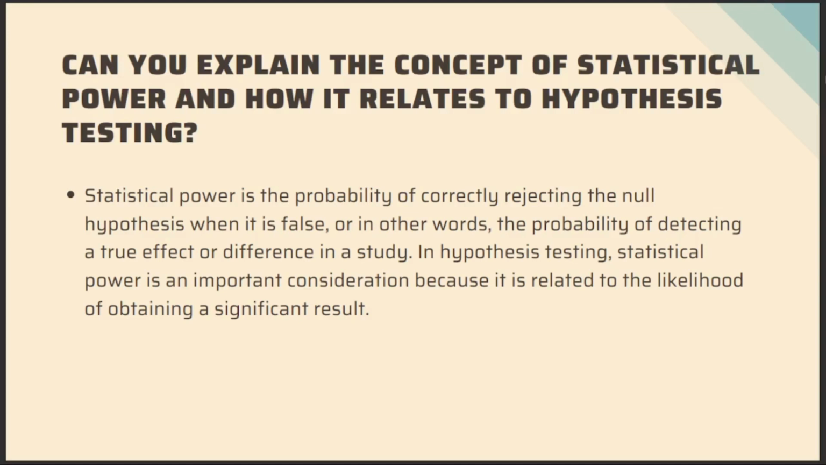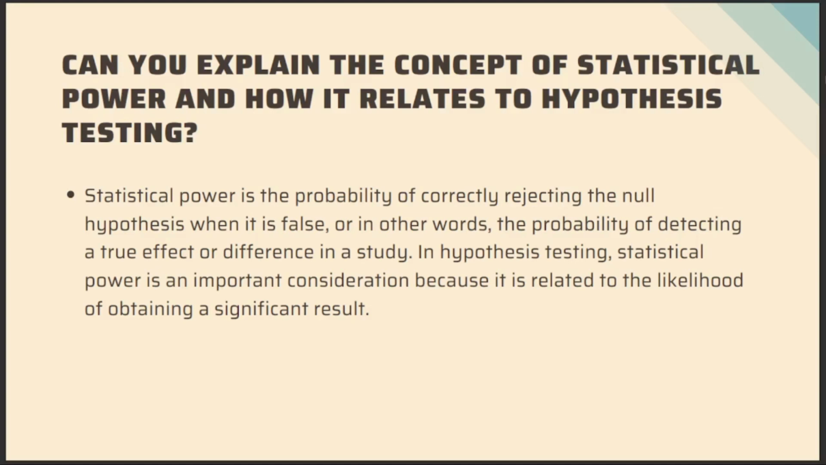So statistical power is the probability of correctly rejecting the null hypothesis when it is false, or in other words, the probability of detecting a true effect or difference in a study. In hypothesis testing, statistical power is an important consideration because it is related to the likelihood of obtaining a significant result. So basically in hypothesis testing, we have two hypotheses, the null hypothesis and the alternative hypothesis.